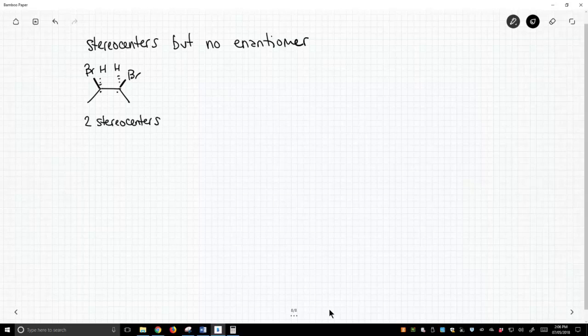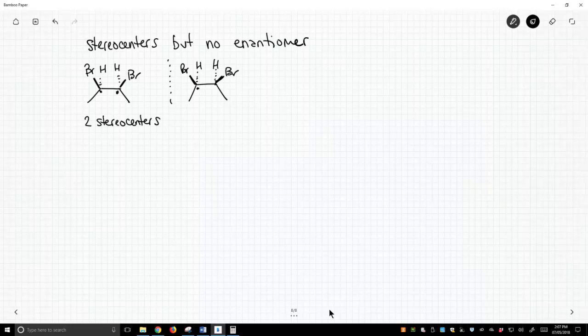Now, at the least, you would think we ought to be able to draw the mirror image of this. So, let's draw the mirror image. And so this carbon that I've got this dot on is going to be that one. So in the mirror image, the bromine is going to be up. Hydrogen is going to be back. And on this one over here, it's going to be further away from the mirror. So we'll have hydrogen coming up and bromine going back. And there's our mirror image.